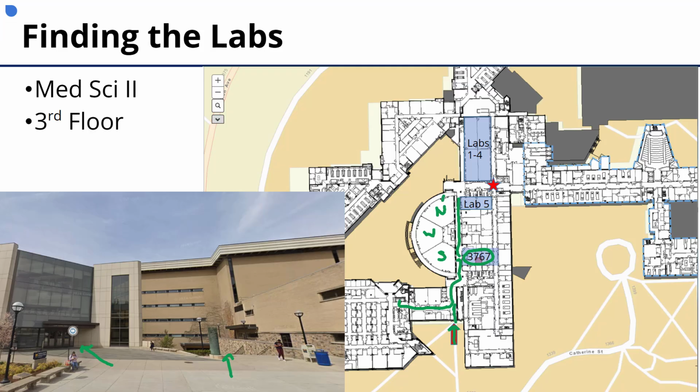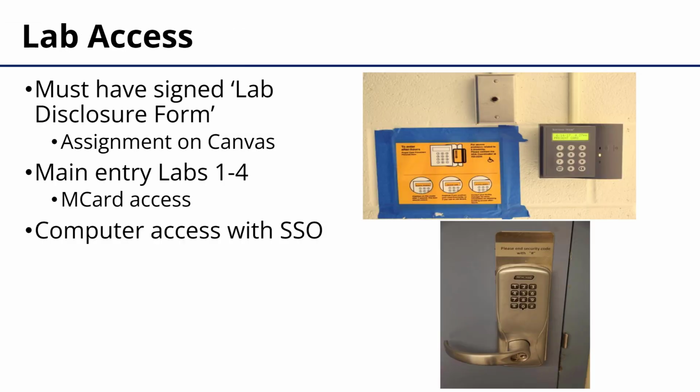Otherwise, leaving your orientation, you'll leave North Lecture Hall, come down to where this star is. So this is the nexus of several hallways, and you'll see a locked set of double doors there at the star. So here is the M card swipe. In order for you to access this area, you have to have M card approval. And in order for you to be in our labs, you must have a signed laboratory disclosure form. This is available to you to complete as an assignment on Canvas. Please make sure that you have this done prior to your in-person orientation.